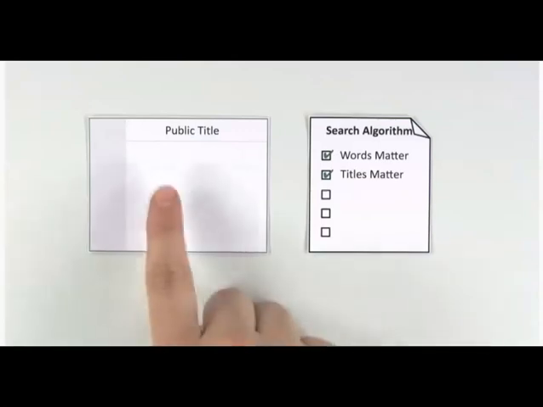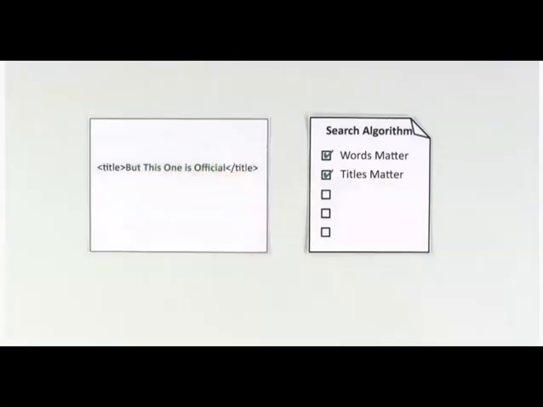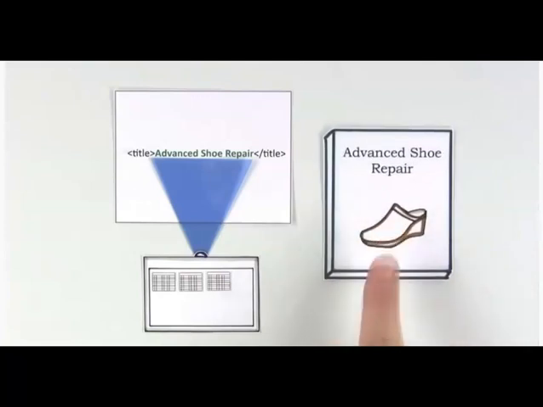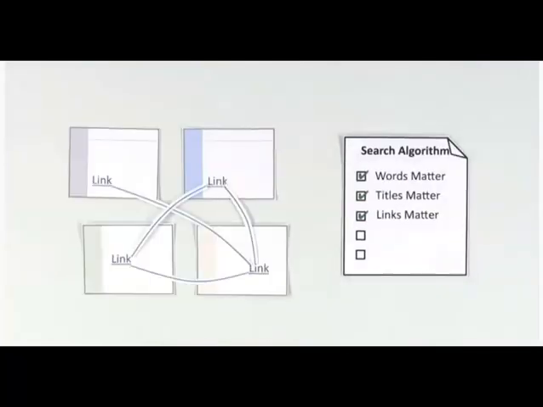Second, titles matter. Each page on the web has an official title, but you may not ever see it because it's in the code. Search engines pay a lot of attention to page titles because they often summarize the page like a book's title.